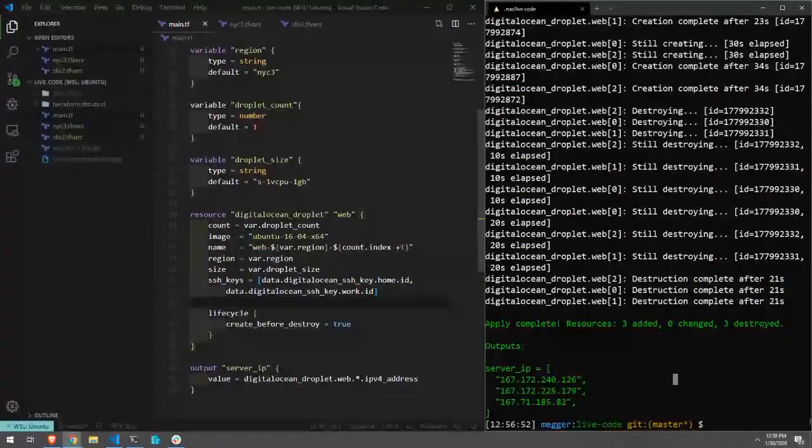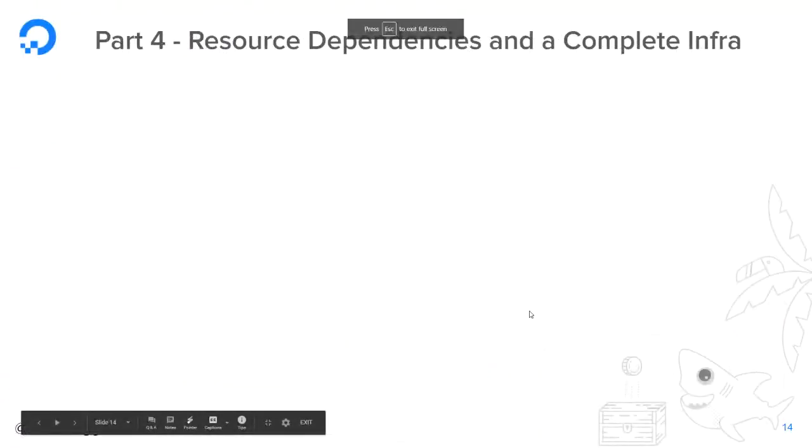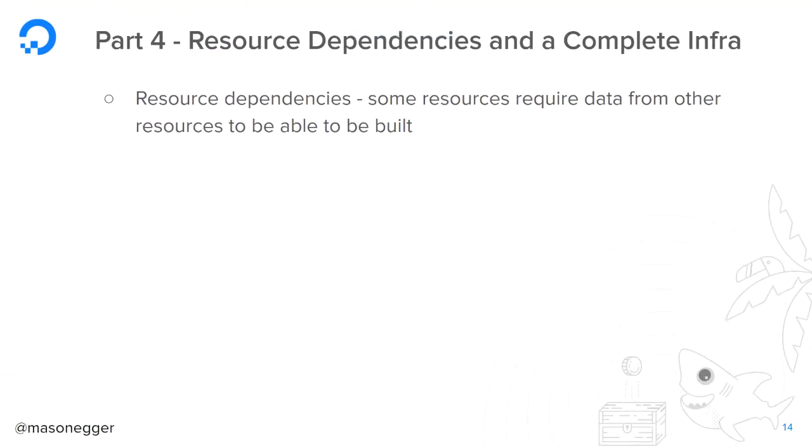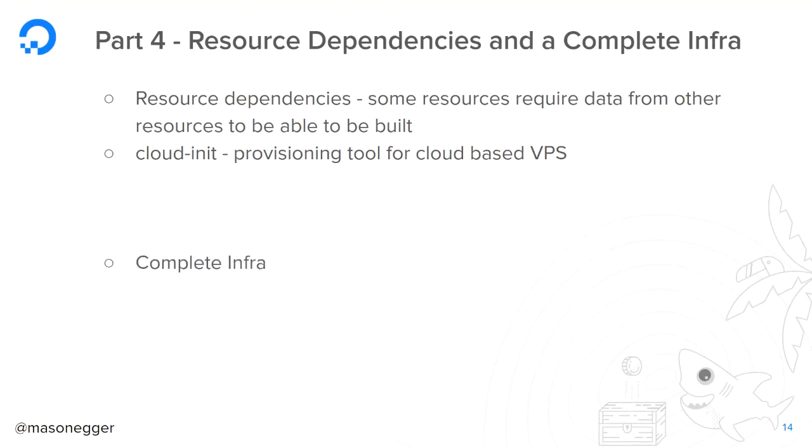So here we go. The next part, for part 4, we are going to finish everything up. We're going to talk about resource dependencies, which are basically resources that need attributes from other resources before they can be built. We're going to talk a little bit about Cloud Init, which is a provisioning tool for cloud-based virtual private servers. And our complete infrastructure is going to look something similar to this. We're going to have a load balancer with a DNS record in front of it, which is going to point to a backend cluster.